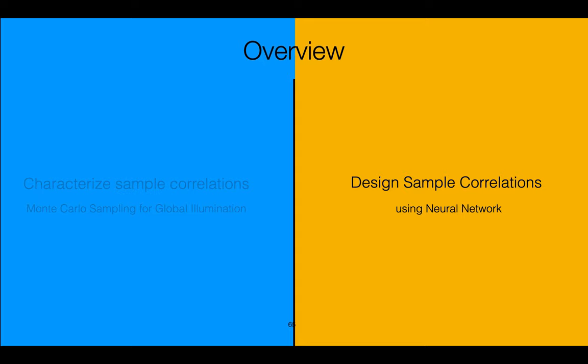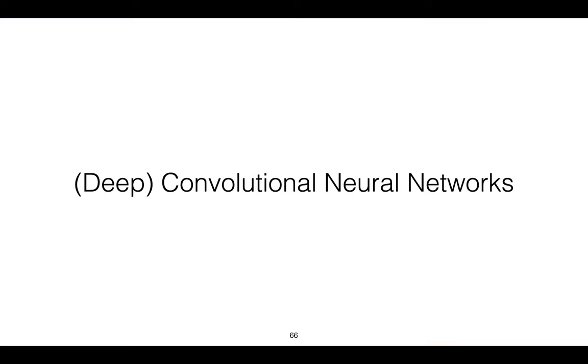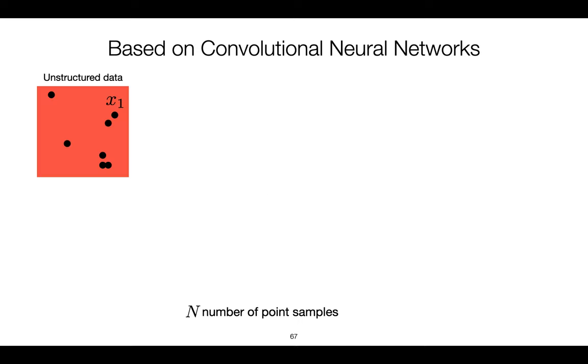All right, so I think this should have convinced you that correlations are important, and this also gives a first overlook of how we can characterize these sample correlations using Fourier statistics and spatial statistics. Let's see how we can design these sample correlations now. And for that, we will use a deep convolutional neural network. Since we deal with unstructured data, we cannot use these axis aligned convolutions.